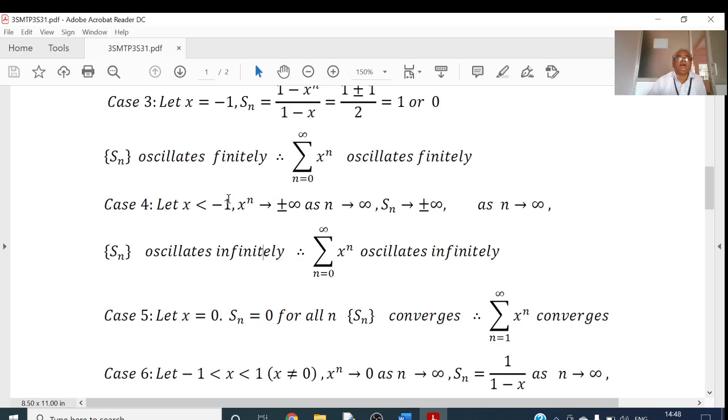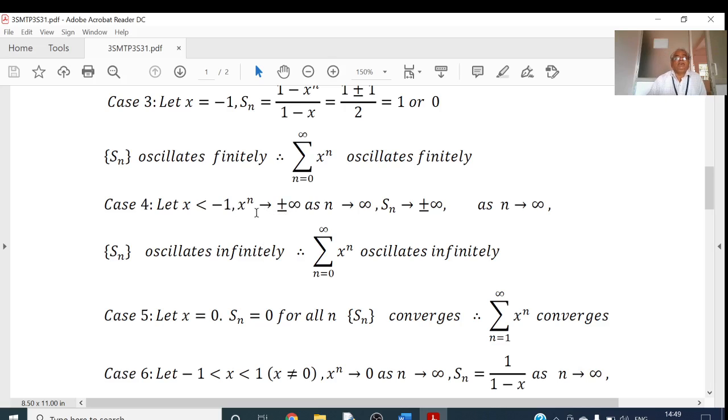So this may be minus 1, minus 2, minus 3, minus 4, minus 5, like this. That means this goes to infinity, as that power is bigger. And the negative sign gives either plus 1 or minus 1. So the limit of x to the power of n is equal to plus or minus infinity if x is less than minus 1.